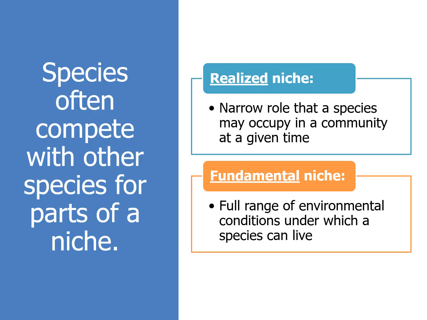So there are two kinds of niches. There's a realized niche, which is a narrow role that a species may occupy in a community at a given time, and then a fundamental niche, which is the full range of environmental conditions under which a species can live. The best way I can help you visualize these two concepts is to talk to you about the rats of Boston.